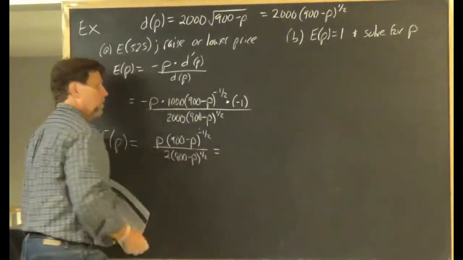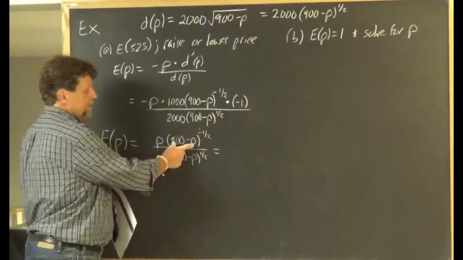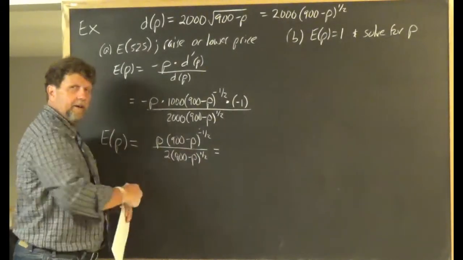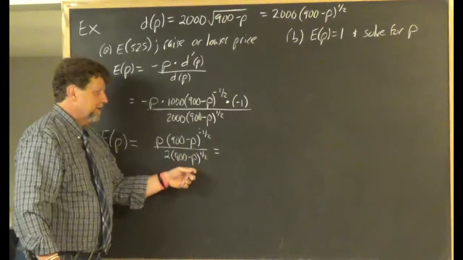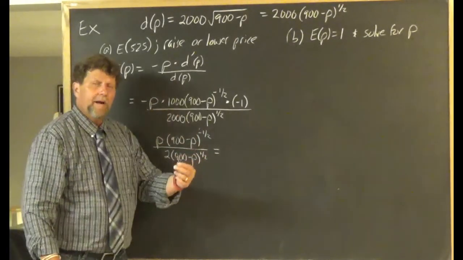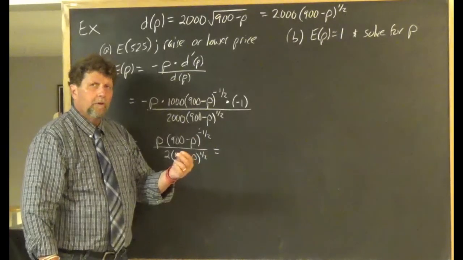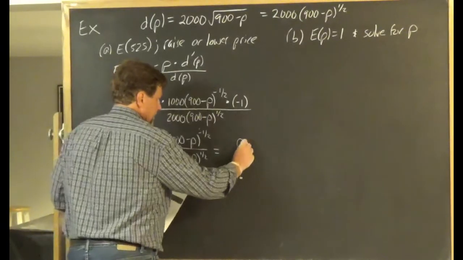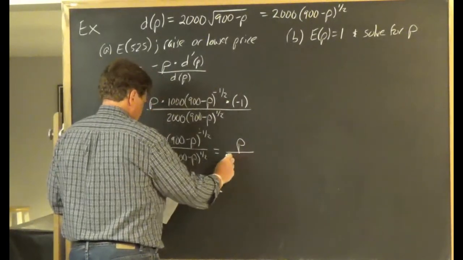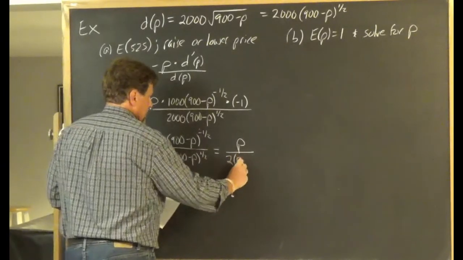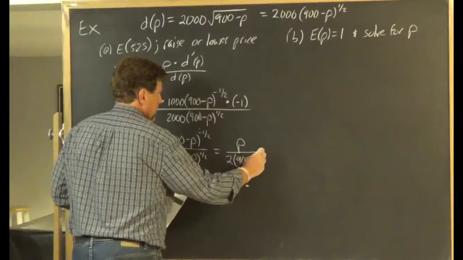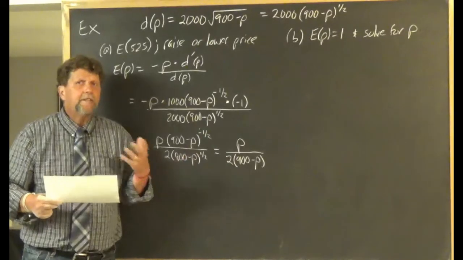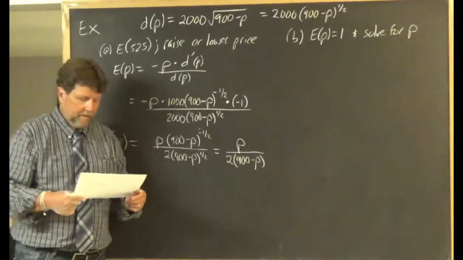You know what? One more step of simplifying. I could take the 900 minus P to the negative 1/2 and get a positive exponent by dropping that to the denominator. And then in the denominator, I'd have 900 minus P to the 1/2 times 900 minus P to the 1/2. Well, an old rule of exponents, you add those exponents because the bases are the same. And that simplifies to P over, don't forget the 2, times 900 minus P. No radicals are involved, no rational exponents. So it was kind of nice for me to simplify this.